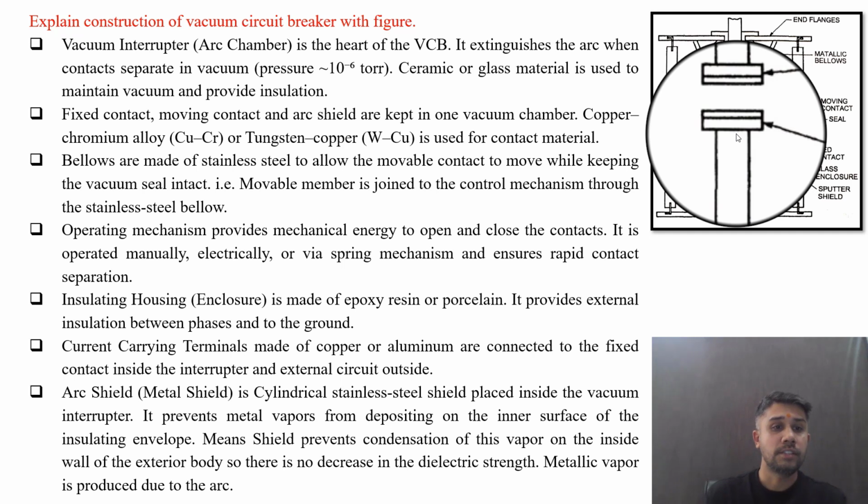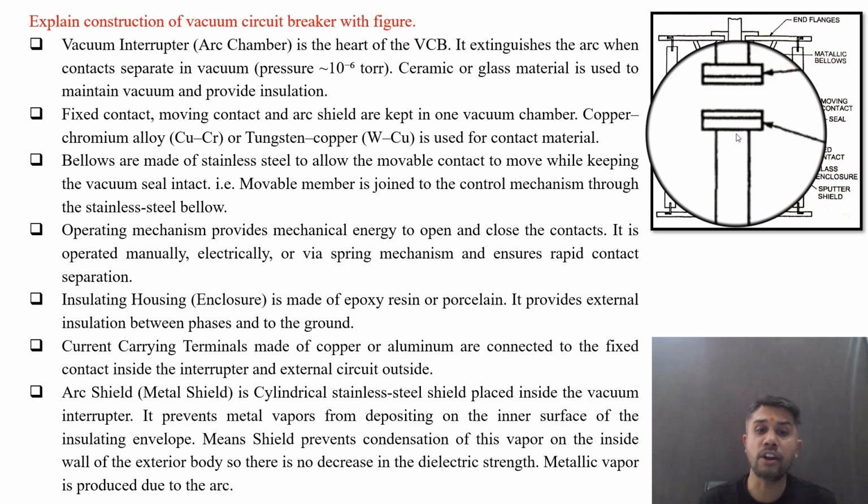Now, the operating mechanism provides mechanical energy to open and close the contacts. It is operated manually, electrically, or via spring charge mechanism and ensures rapid contact separation, that is from fixed contact to moving contact separation like this. Insulating housing, that is enclosure, is made up of epoxy resin or porcelain material. It provides external insulation between phases and to the ground.